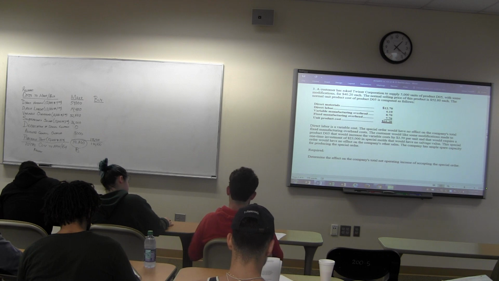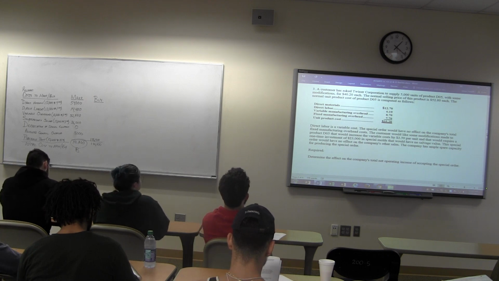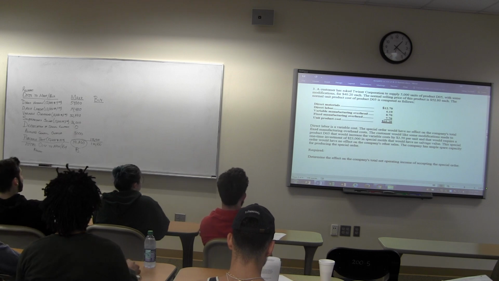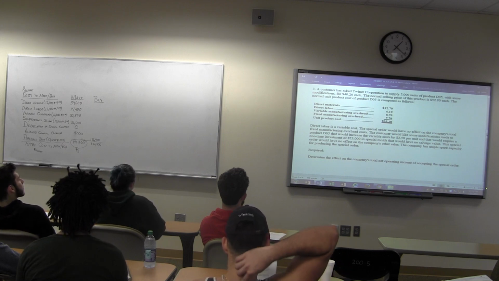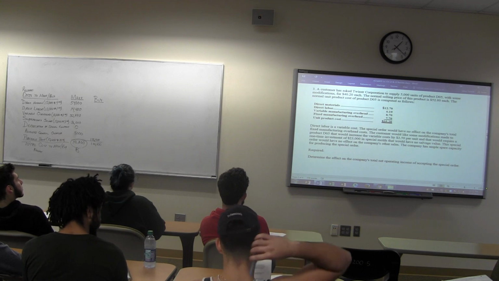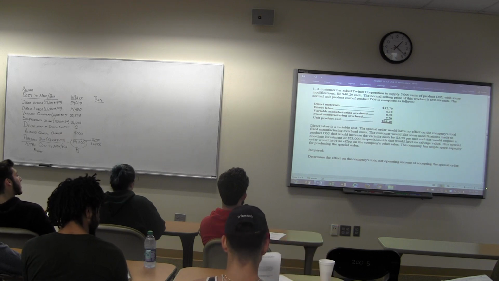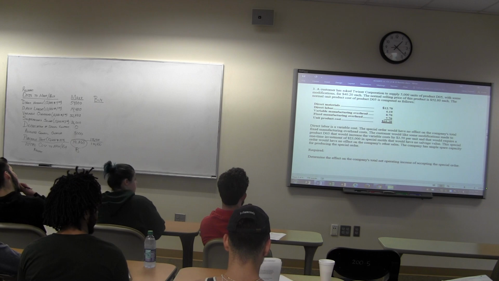Number 3. Customer has asked Twiner Corporation to supply 5,000 units of product DO5 with some modifications for $420 each. The normal selling price of this product is $52.80. The normal unit product cost is computed as follows, and they want us to determine the effect on the company's total net operating income of accepting the special order.